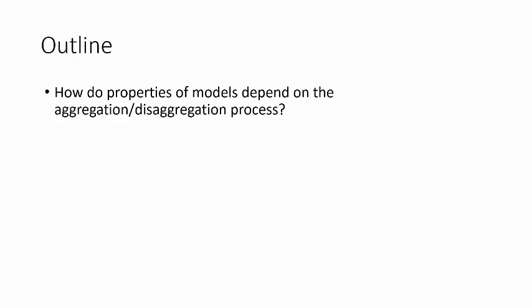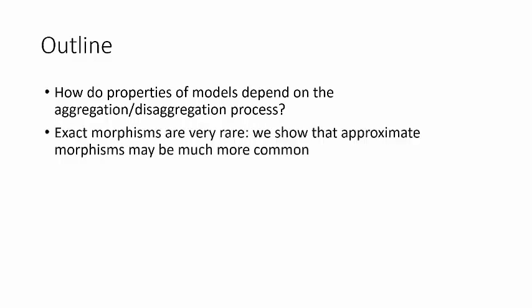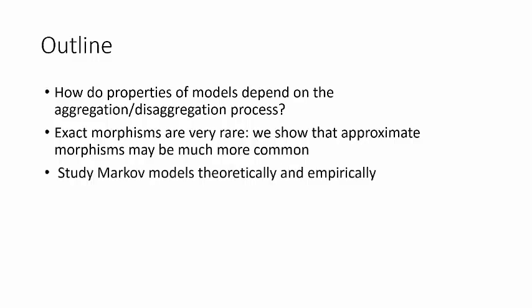Now continuing with part 2, the model property preservation. We'll ask, how do properties of models depend on the aggregation, disaggregation process? We'll see that exact morphisms are very rare. And we will show that approximate morphisms may be much more common. We'll study these questions in the context of Markov models, both theoretically and empirically.